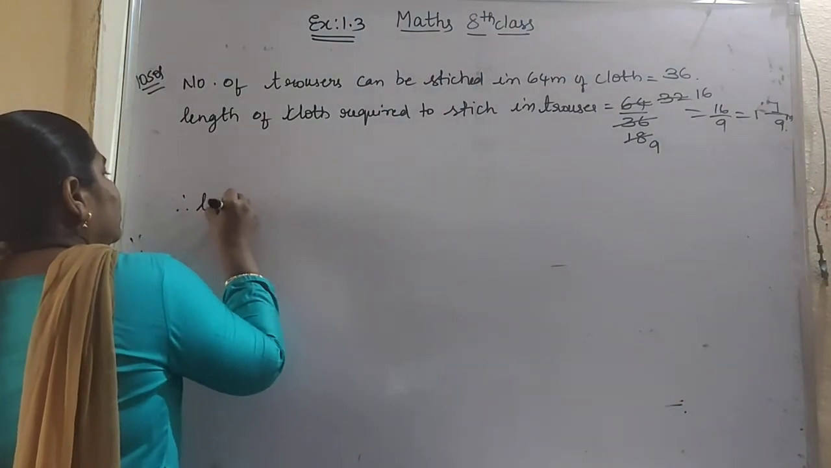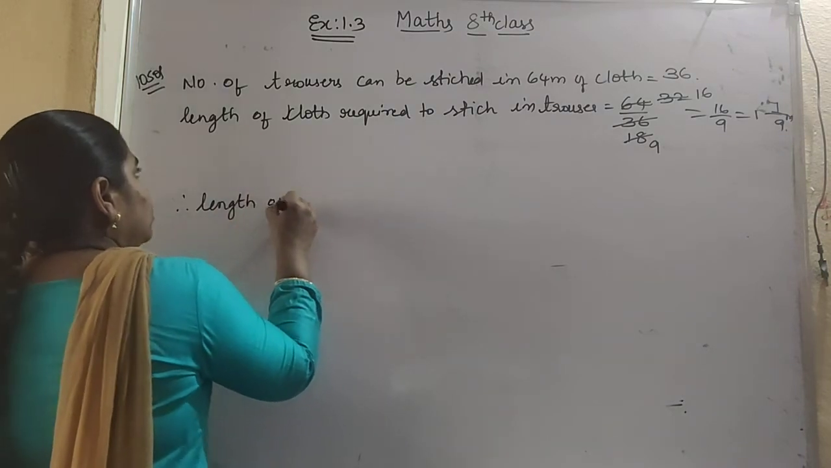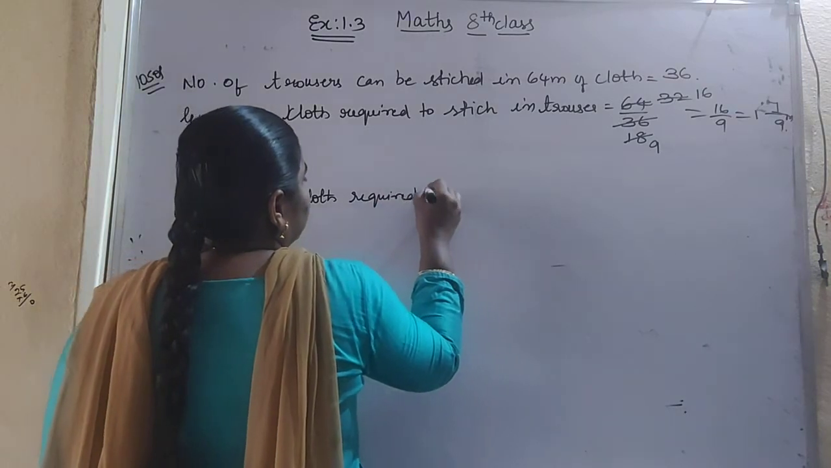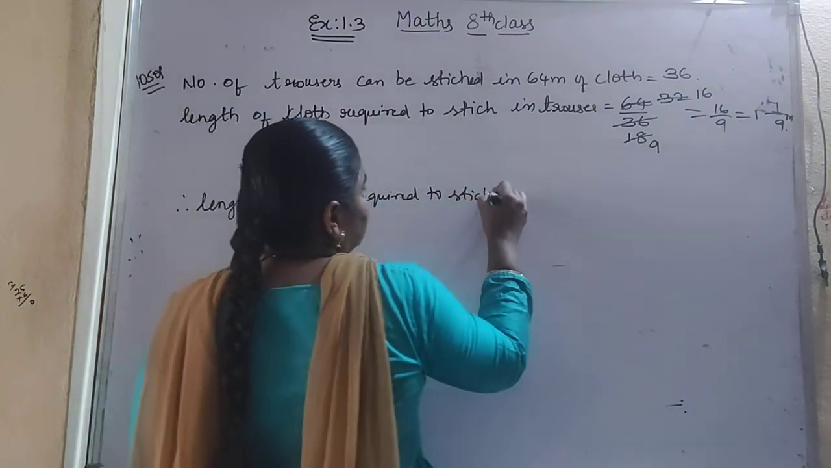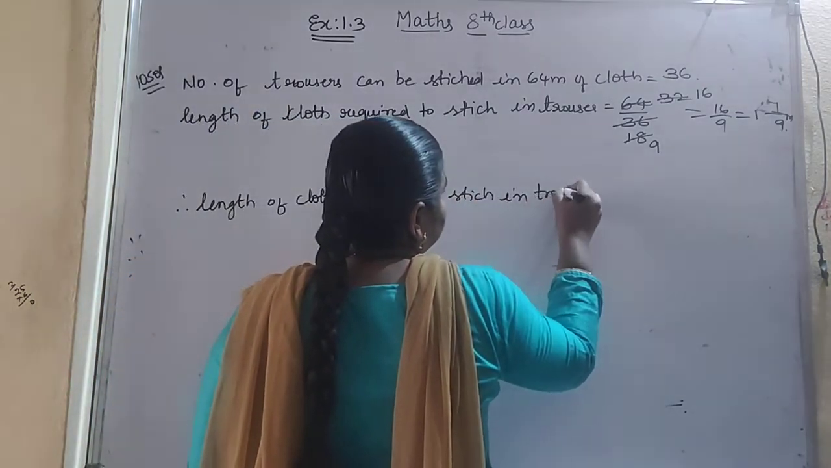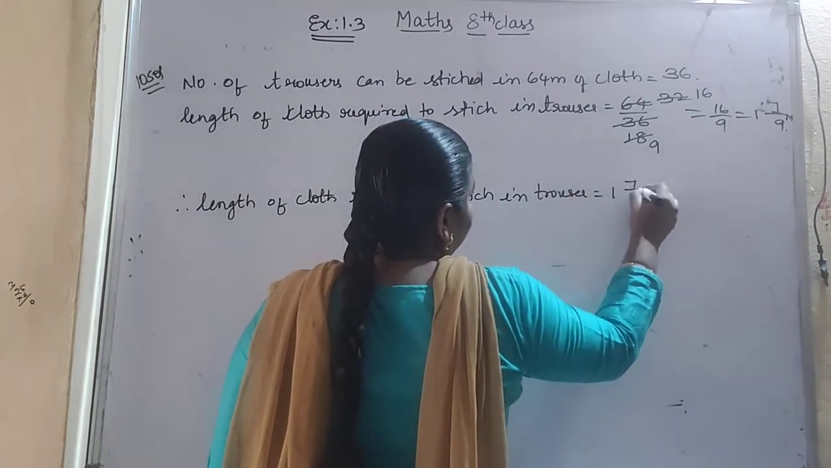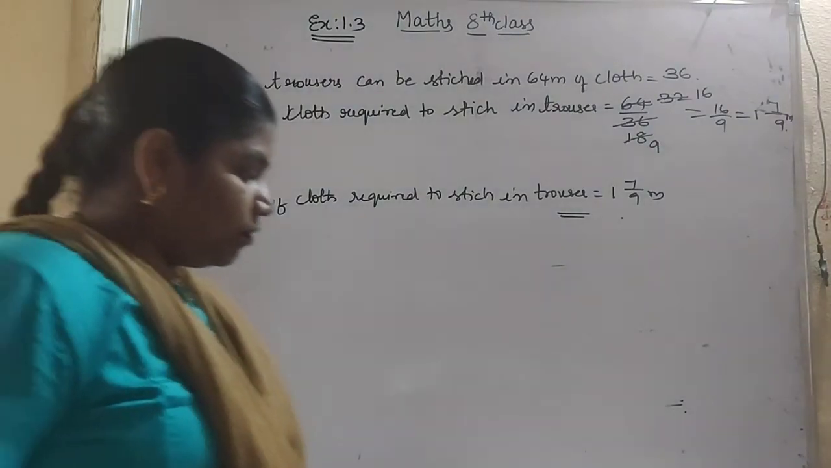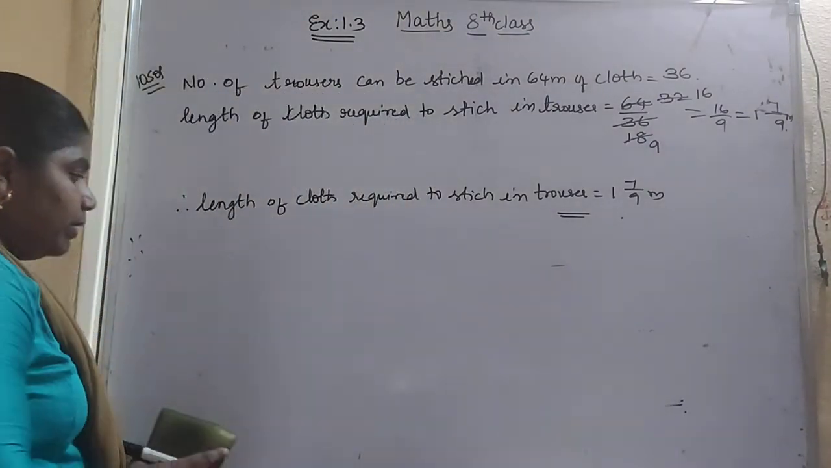Therefore, the length of cloth required to stitch one trouser is 1 7 by 9 meters. So this is our 10th solution. And the last one now, the 11th one.